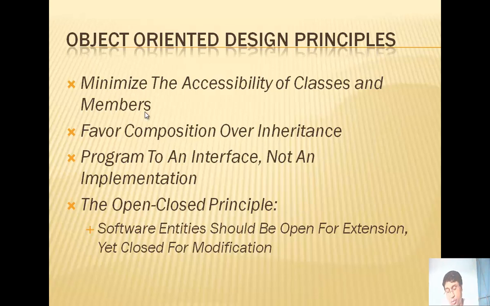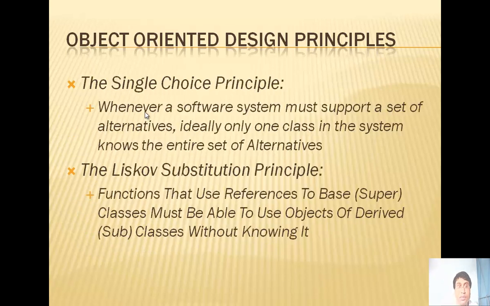Open closed principle. This principle tells you should write the classes or modules in such a way that you don't need to change them for new requirements. But for the new requirements, if you need it for extension, you can extend it, but you should not modify it. Software entities should be open for extension and yet closed for modification. We'll see the details later.